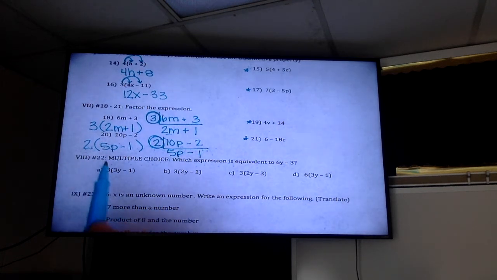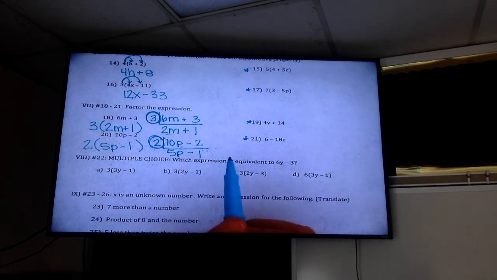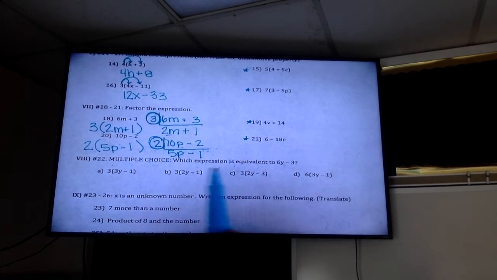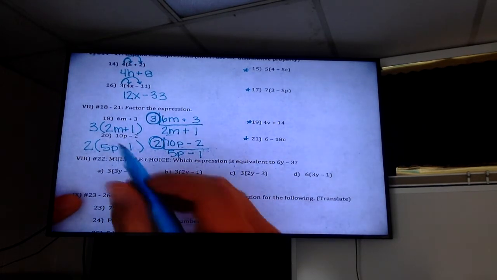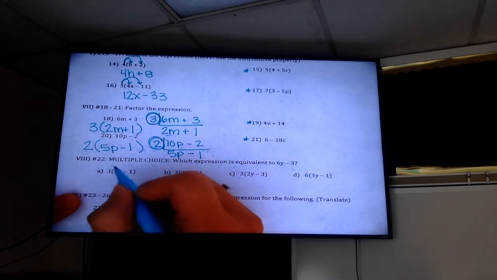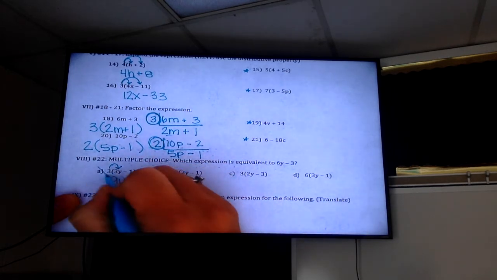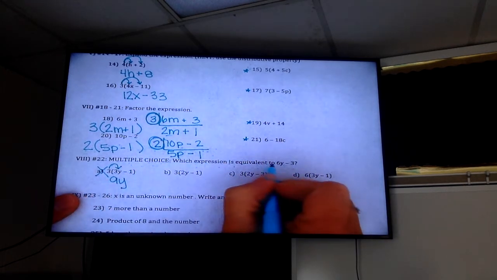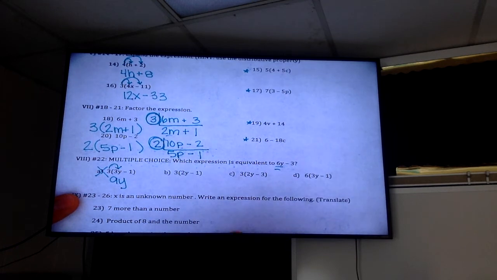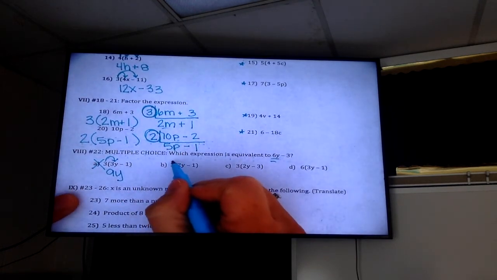Section 8, number 22, multiple choice. Which expression is equivalent to 6y minus 3? So I'm given 4 different choices, and I have to figure out which one's equivalent. Looks like I need to distribute all of them. So I'm going to say 3 times 3 is 9y. And I look, and I know right away it's not going to be this choice because it needs to say 6y. So I'm going to go to the next one.